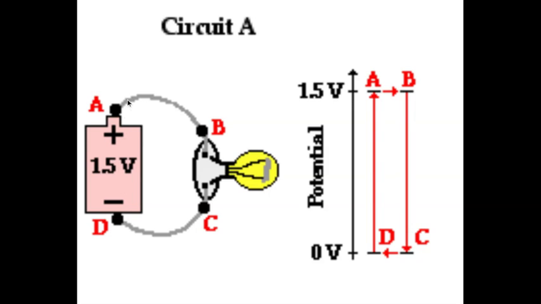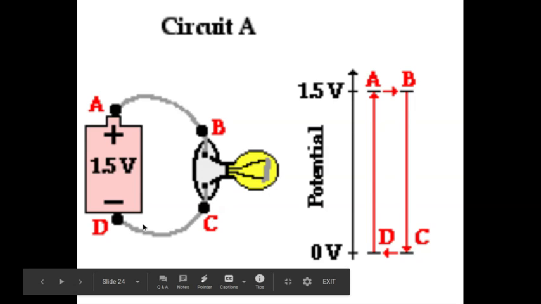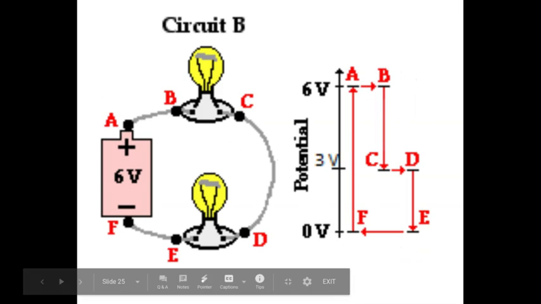The wire doesn't use up anything. The bulb uses up that 1.5 volts of electrical energy. A better way of thinking about it is it converts 1.5 volts of that electrical energy into other forms, and then this other wire doesn't do anything. What if we had two light bulbs here?